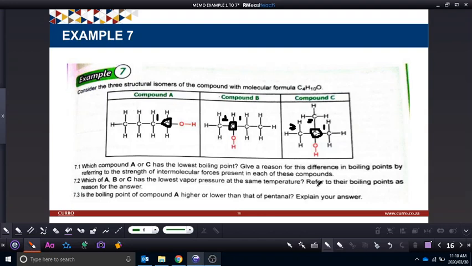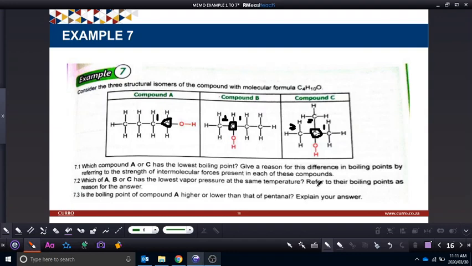So if you look at A and C, we are saying that A will have the highest boiling point and C will have the lowest boiling point. Why? Because the intermolecular forces in both are hydrogen bonds, but the one is a straight carbon chain and the other one is a branched chain. So the branched chain will have lower intermolecular forces than the straight carbon chain, and that means more energy will be needed to overcome the forces in A than in compound C.